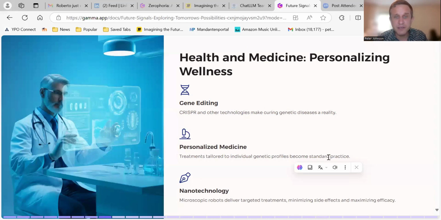So again, health and well-being, we start to see gene editing as being at least starting to become available and researchers using it. We start seeing personalized medicine. Maybe for now it's limited to the very rich, but very personalized medications, gene-focused medications.